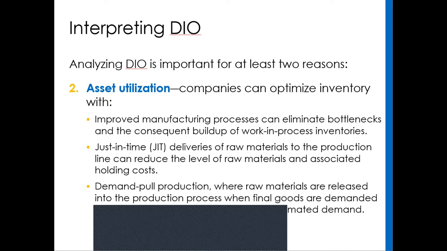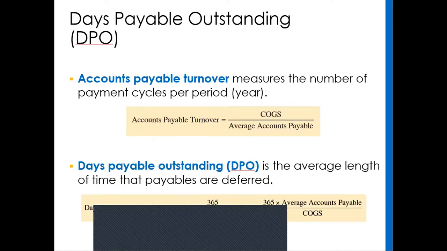We're looking at days payable outstanding. Something similar. We have average accounts payable, not average inventory, in the denominator. So we still have our cost of goods sold, an income statement item, in the numerator, but we now take average accounts payable. And this is basically average time to pay. How many times do we turn over our payables in that same period?